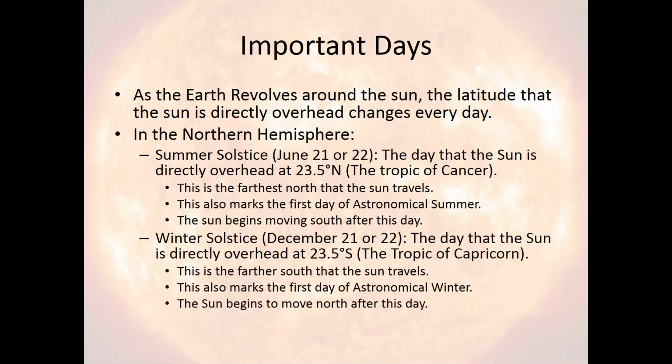So, interestingly enough, even though our summer months are usually June, July, and August, after June 21st, the sun is beginning its trek back down to the southern hemisphere. And even though our winter months are December, January, and February, after December 21st or 22nd, depending on where you're at on Earth, the sun actually begins creeping back to the north.